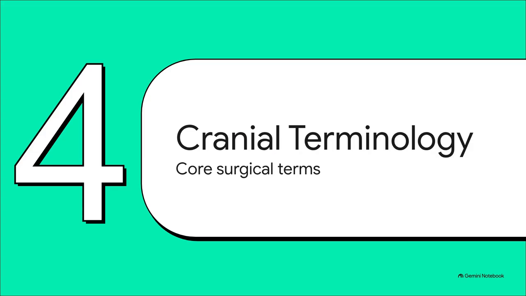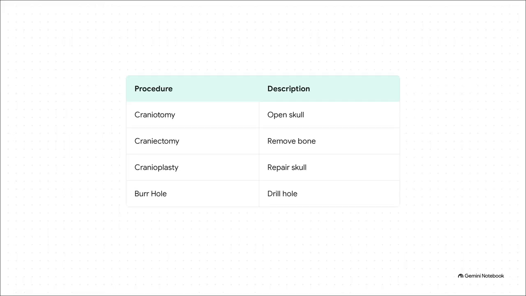Let's dive into Section 4, core cranial terminology. Now that we know the layout of the house, let's look at the specific actions the surgeon takes once they've reached the correct room. The terminology here is incredibly precise, and the suffix of the procedure holds the absolute key. If a surgeon temporarily opens the skull to access the brain and then replaces that bone flap at the end, that's a craniotomy. If they remove a piece of bone to relieve intracranial pressure and purposely leave it off, that's a craniectomy. If they're reconstructing a defect in the skull using bone or synthetic material, we call that a cranioplasty. And if they simply drill a tiny access point to drain fluid or establish an entry, that's a burr hole.